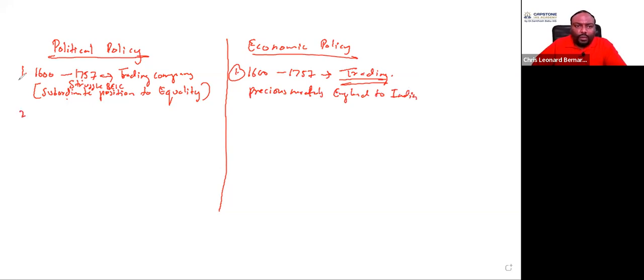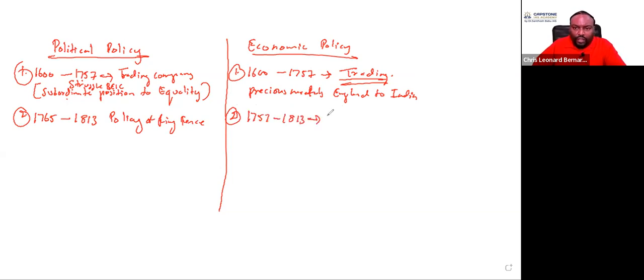The second political policy, this political policy we will look at in detail. The second political policy is from 1757, particularly from 1765, after the Treaty of Allahabad, till the Charter Act of 1813. This political policy is the policy of ring fence. Whereas the economic policy which followed from 1757 to 1813 is a phase of mercantilism.